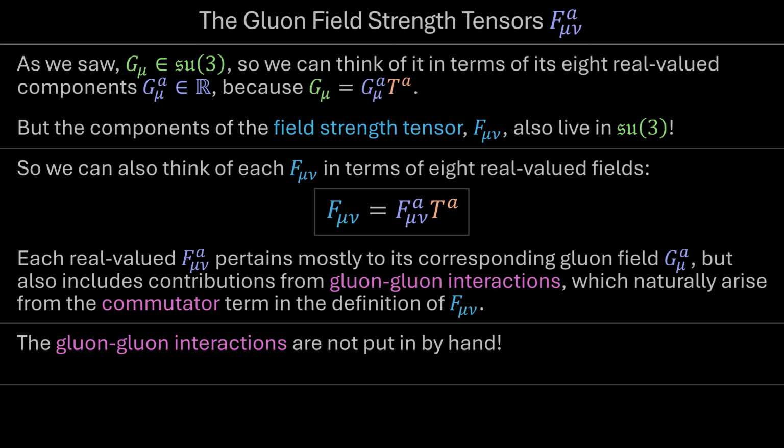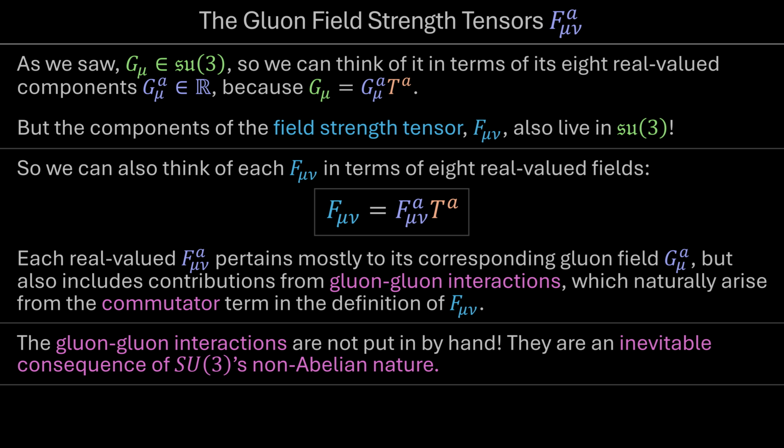Now, something I'd like to point out here is that those gluon-gluon interactions are not put in by hand. It's not something we're just arbitrarily choosing to add to the model. But no, they're an inevitable consequence of SU3's non-Abelian nature. Remember, we saw that when we were deriving F mu nu, and we saw that the 6 ways failed. We had to bring in the commutator in order to make it work, and that commutator is the source of the gluon-gluon interactions. So a non-Abelian gauge theory is necessarily going to have a gauge field that interacts with itself.